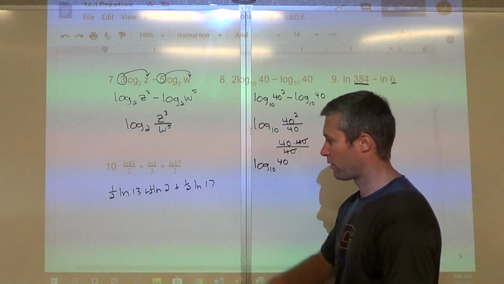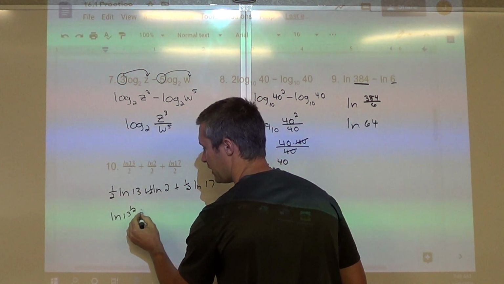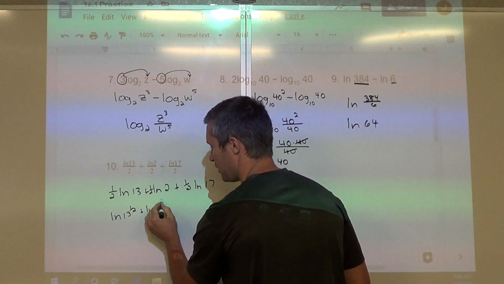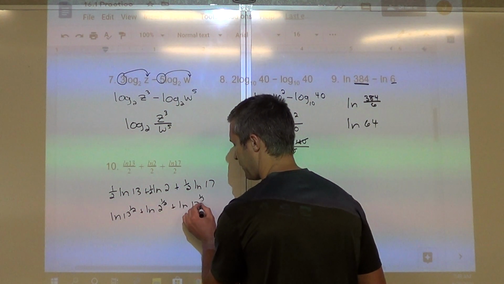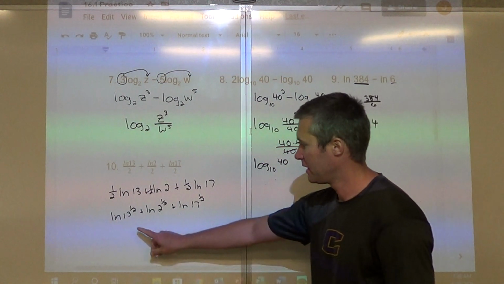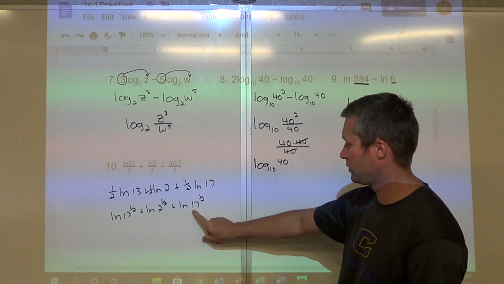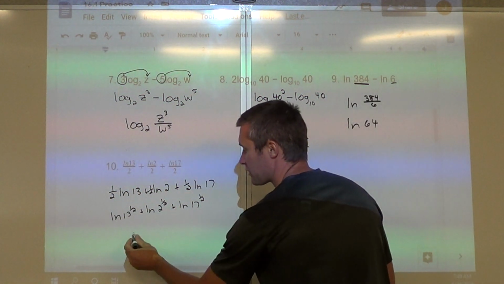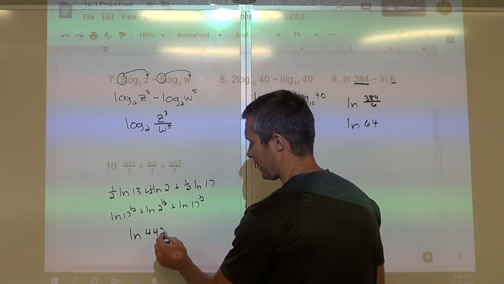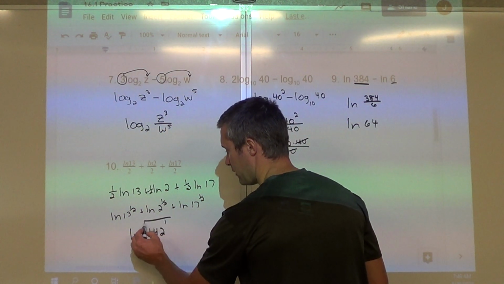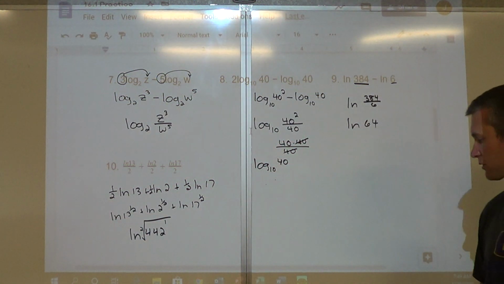So what I did before, I'll just do it again: natural log of 13 to the 1/2 power, plus the natural log of 2 to the 1/2 power, plus the natural log of 17 to the 1/2 power. So we could do it this way. Just multiply, since we're adding, we multiply 13 times 2 times 17. So that would be the natural log of 442 to the 1/2 power. So power of 1, root of 2. And if it's root 2, you could just leave it without this root.